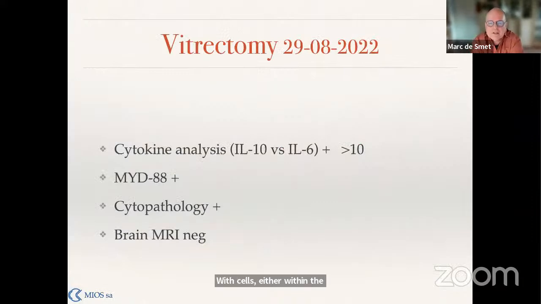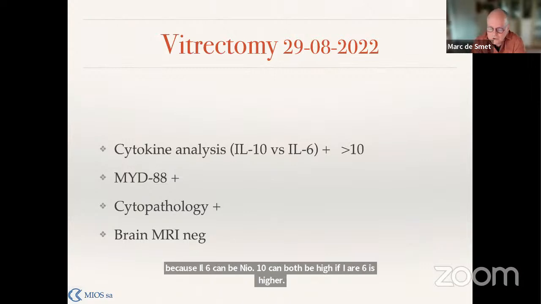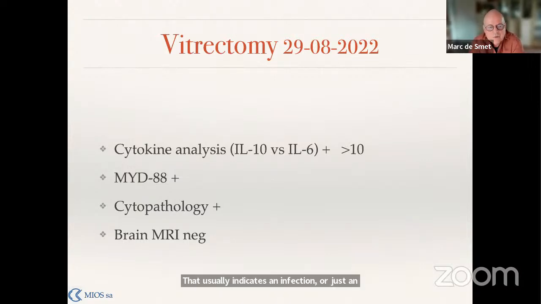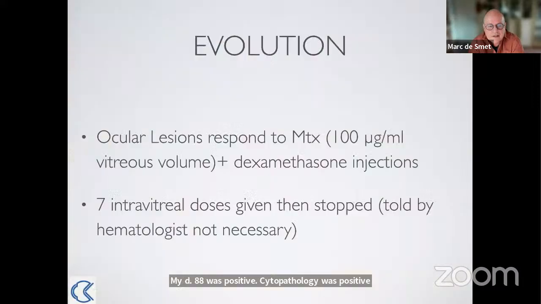We do a vitrectomy a little bit later, the following week. The cytokine analysis is positive. I usually look at a ratio of IL-10 to IL-6 because IL-6 and IL-10 can both be high. If IL-6 is higher, that usually indicates an infection or just an inflammatory response. MyD88 was positive, cytopathology was positive. I like seeing cytopathology also. The brain is negative at this point.